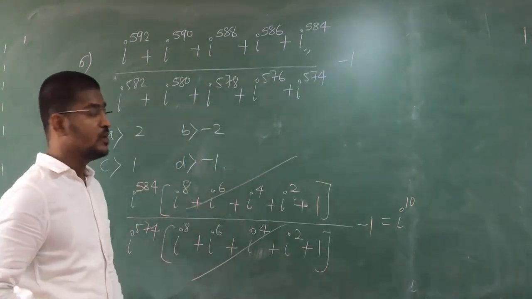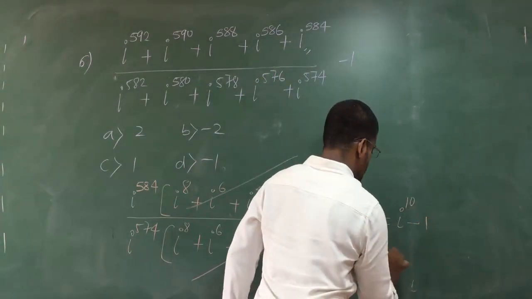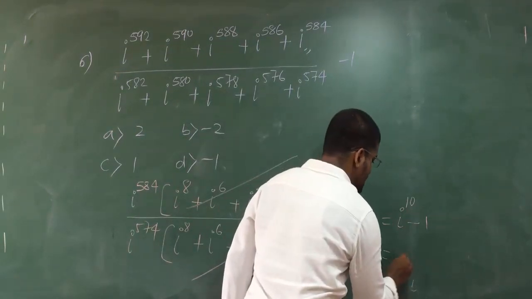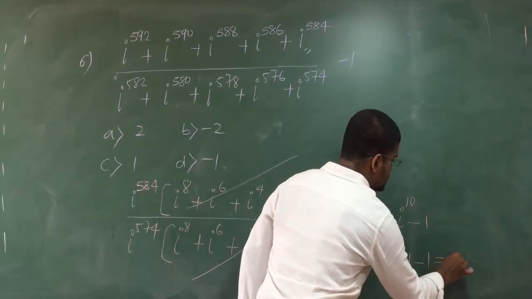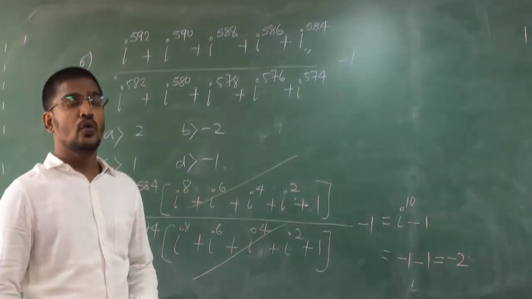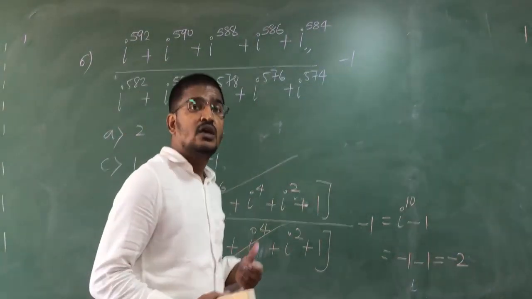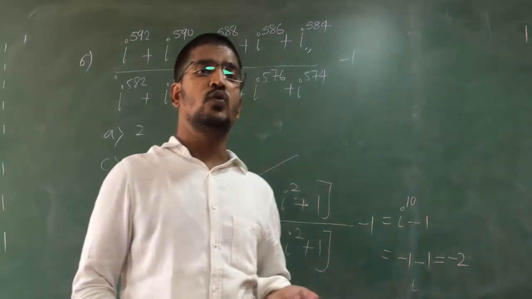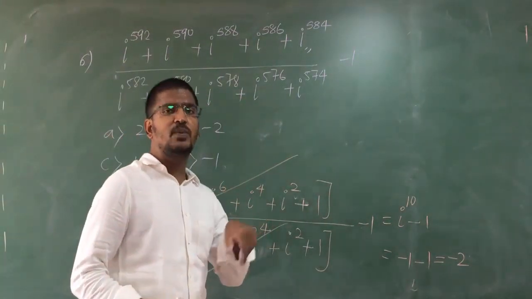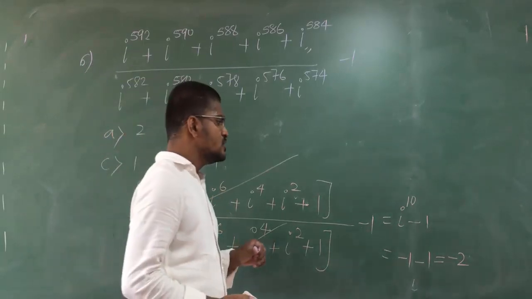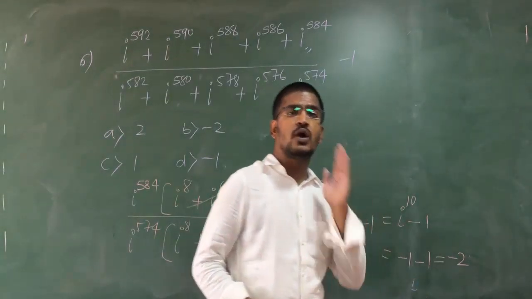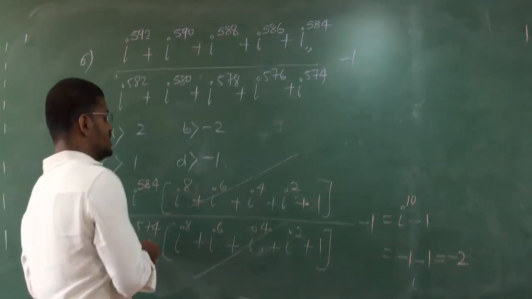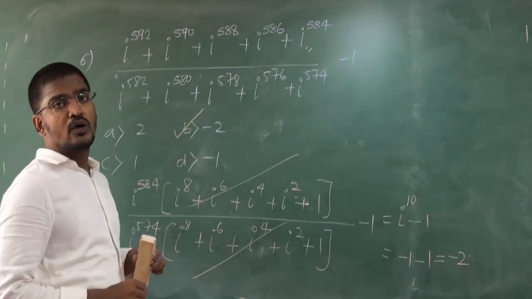This term you can write as i to the power of 10 minus 1. Again, i to the power of 10 means what? i to the power of 4 into 2 plus 2. i squared, that is minus 1. Minus 1 minus 1 will be equal to minus 2. I think you are following what I am explaining. Clear? i to the power of 10 means i to the power of 4 into 2 plus 2. i to the power of 4 into 2 will be 1, multiplied with i squared will be minus 1. So minus 1 minus 1 you are going to have minus 2. I think you got your answer. Answer is minus 2. Clear?